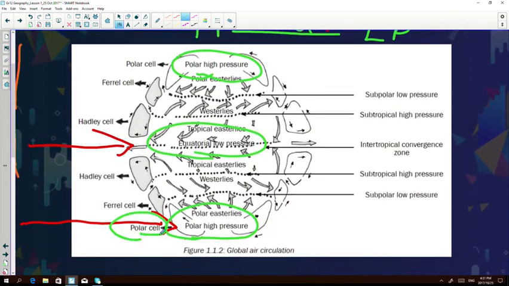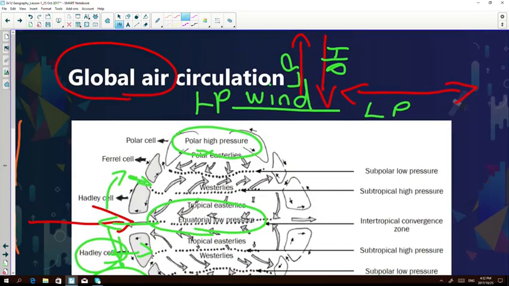There you got your polar cell, your Ferrel cell, and your Hadley cell. As you can see, the warm air rising, cold air sinking. Okay, divergence taking place, sinking, sinking. Right, so our three distinct pressure cells have developed, the polar, Ferrel, and Hadley. Now, the next thing I want to explain to you, we've looked at the vertical movement of air. Now let's just quickly look at the horizontal movement of air.